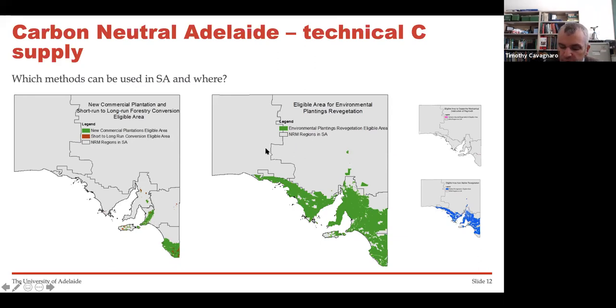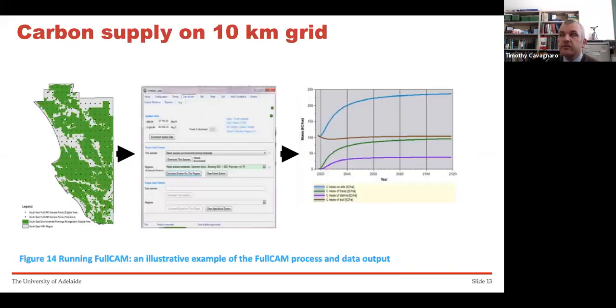And of course, there are other different methods that we can use under the ERF, and so we mapped all of those out. There's some around mallee revegetation, some around soil conservation and management, and so on. So we now know where we can undertake these different activities within South Australia. The next step was to then determine how much carbon would be sequestered if you undertook those practice changes.